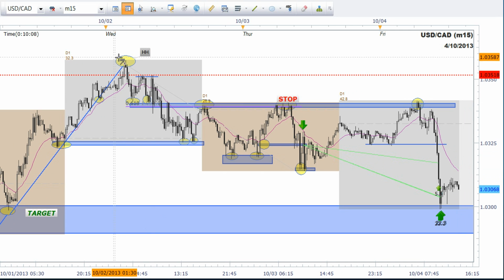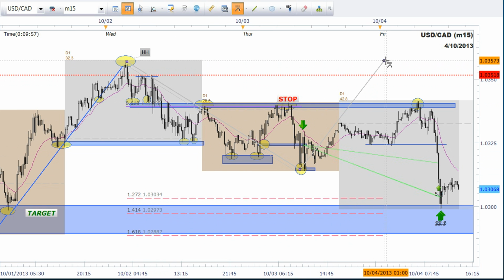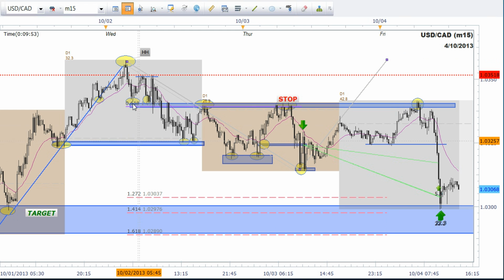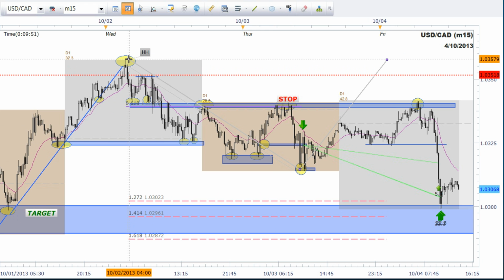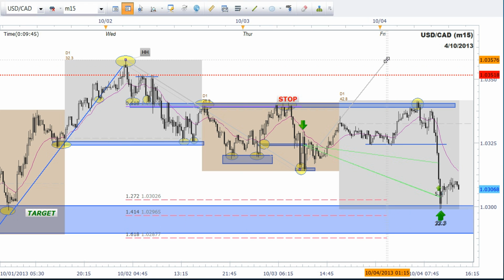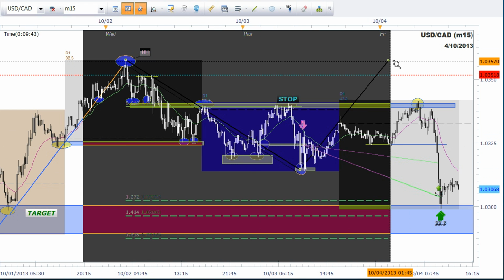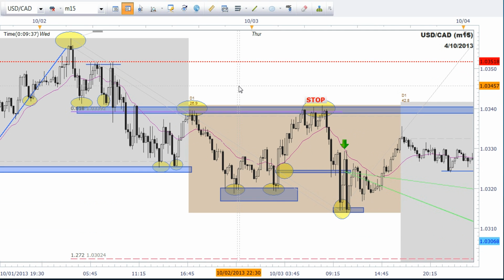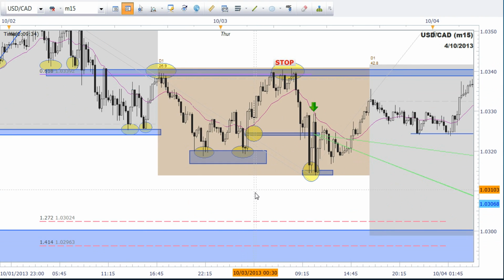And then I also drew in a fib expansion down to the new level that was there and right back up. Adjust that accordingly. So this is what I had. This is the information I had when I drew it.